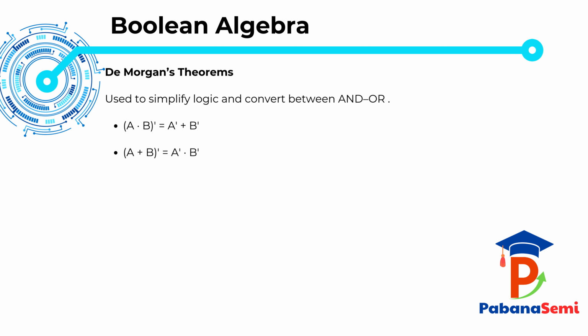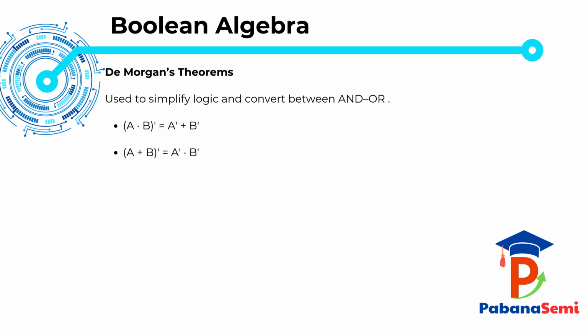Now let's learn one of the most important concepts in Boolean algebra, De Morgan's theorems. De Morgan's theorems are used to simplify logic expressions and to convert between AND/OR forms. This is extremely useful in digital circuit design. The first theorem states the complement of A and B is equal to A bar or B bar. In other words, (A dot B) prime equals A prime plus B prime.